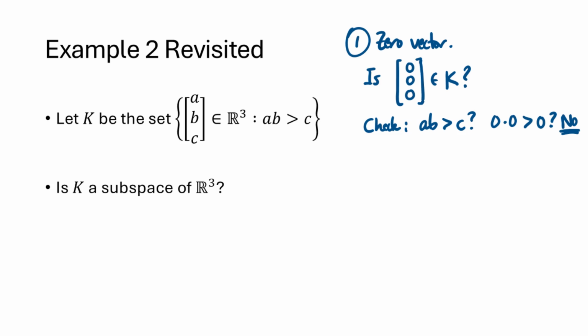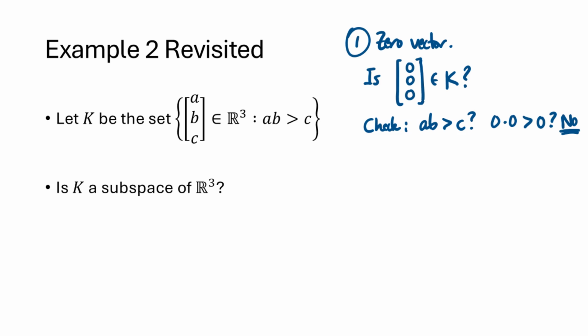And so if we're trying to answer the question of whether K is a subspace, we now know that the answer is no. We don't need to check whether K is closed under addition or whether K is closed under scalar multiplication, because it already doesn't satisfy the first part of the definition of subspace. It doesn't matter whether it satisfies the other 2 parts. K is not a subspace.